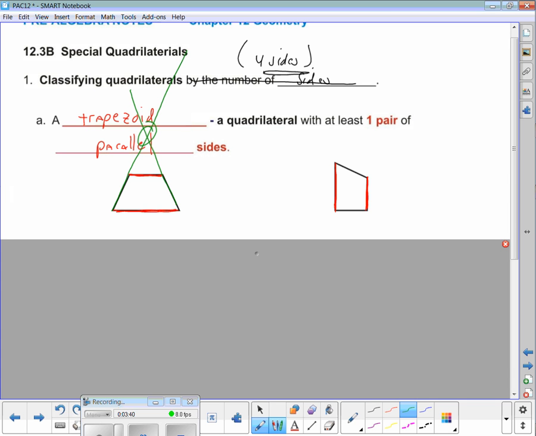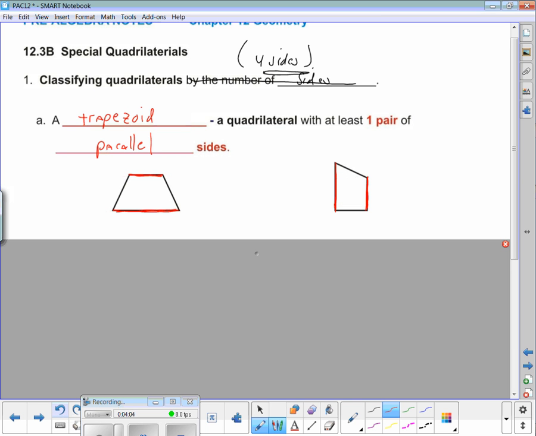Parallel lines have to be the exact same distance apart. And if they keep going, they'll never, ever cross. The red ones will never cross. If I drew them perfectly straight, they'd never cross, ever. All right? So, a trapezoid.